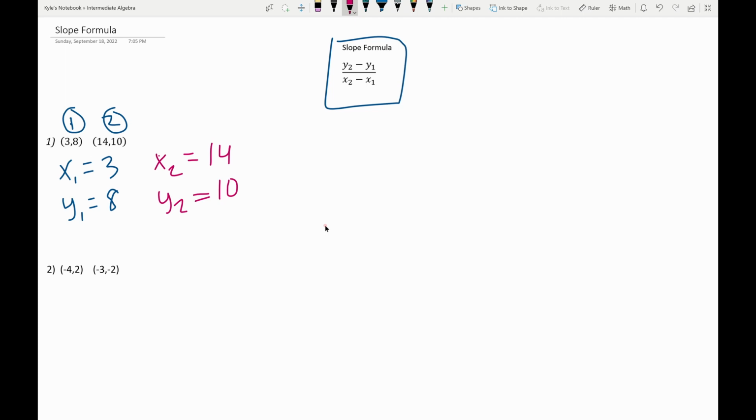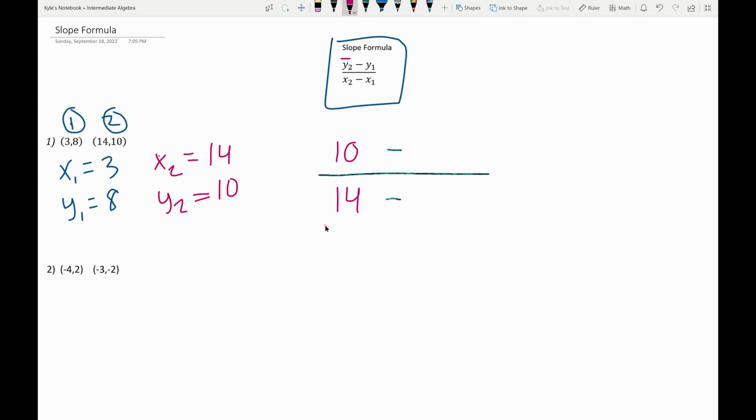Now I'm going to plug everything in. So we already know what our y2 is, and that's 10. So we're going to plug it where we see y2 at, and that's right here. And we know what our x2 is, and that's 14. So we're going to plug that in. And we can't forget about the minus sign.